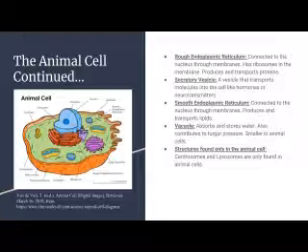Vacuoles absorb and store water. They also contribute to turgor pressure. However, in animal cells, they are much smaller. Structures only found in animal cells are centrosomes and lysosomes.